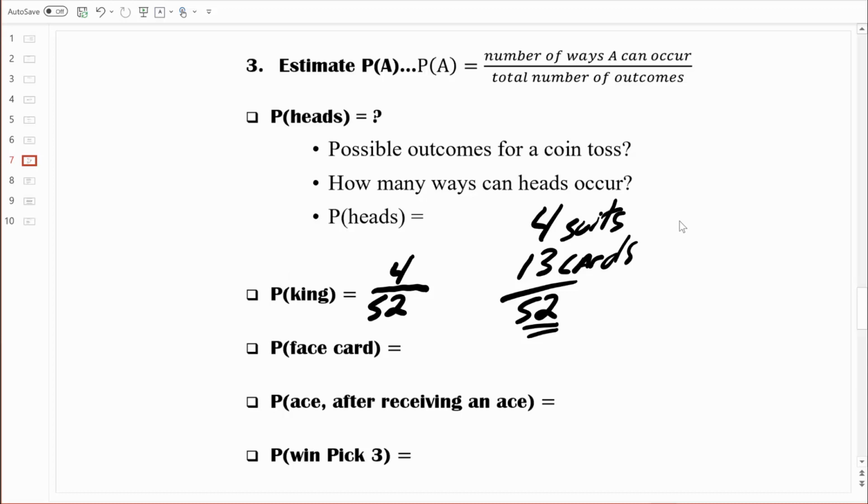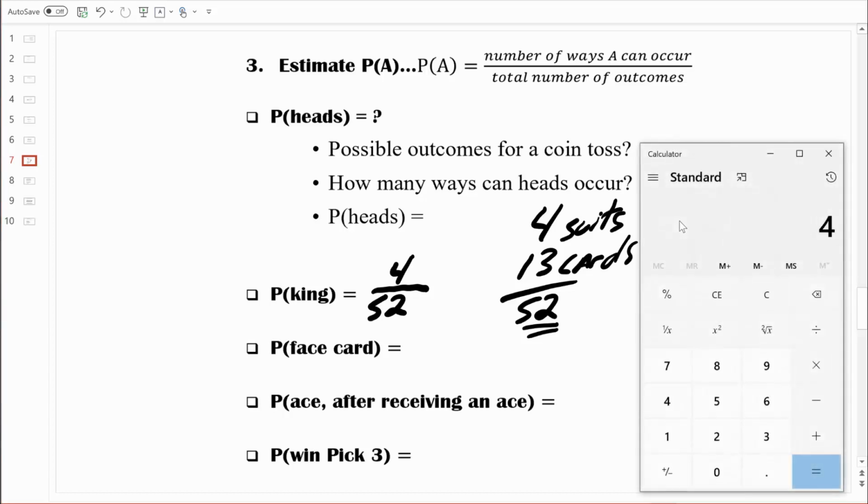And there you have it, my friends. We just need to compute the final value using our calculator, but it's that easy to set up the calculation for a simple probability. 4 kings divided by 52 cards overall would give us a probability of about 0.076, which we'll just round to 0.08.